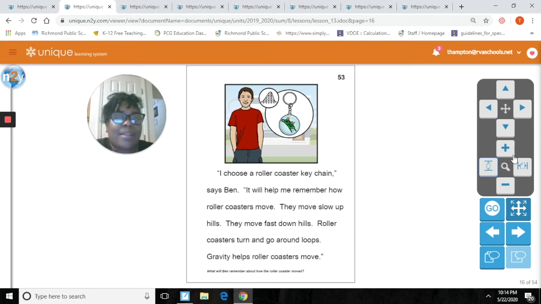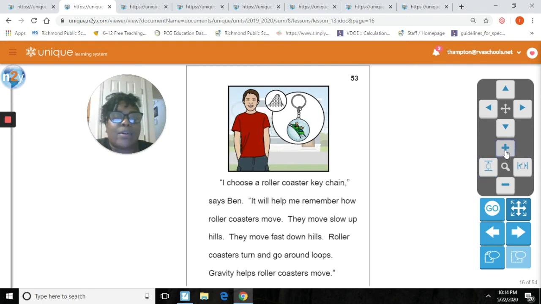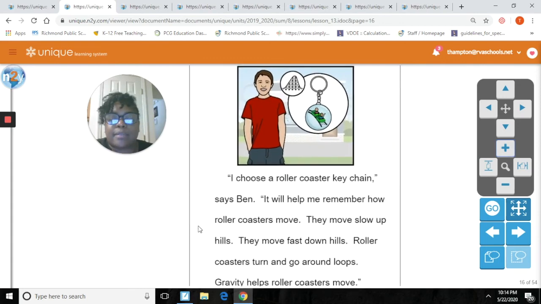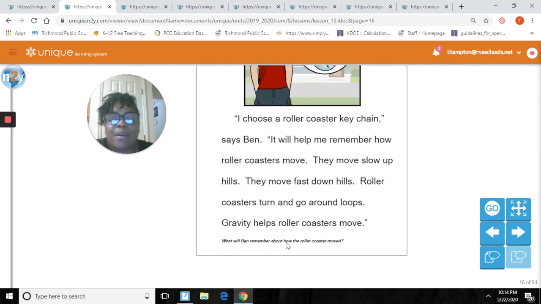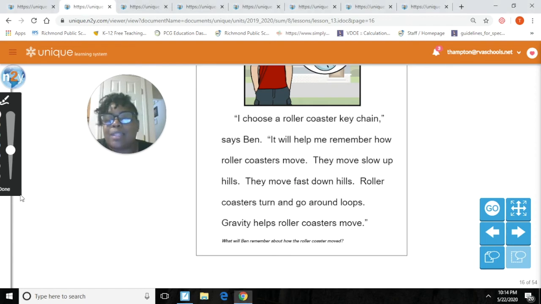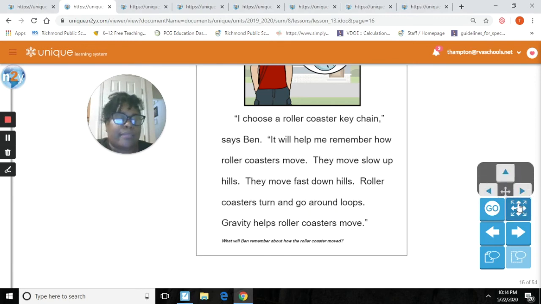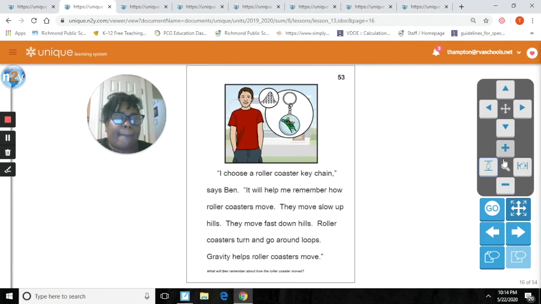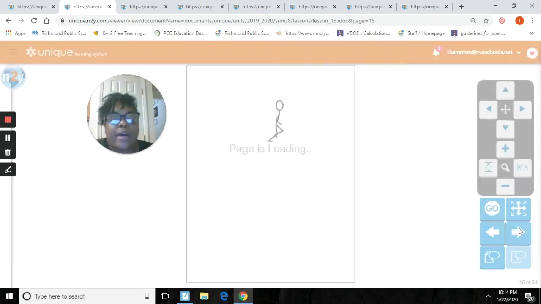Okay, so let's see what our focus statement or question says. It says, what will Ben remember about how roller coasters moved? How did they move? What did he say? He says they move fast down hills. They turn and go around in loops. Okay? If you said something like that, you were correct. We're answering a lot of questions, aren't we? And I know you're doing a great job.